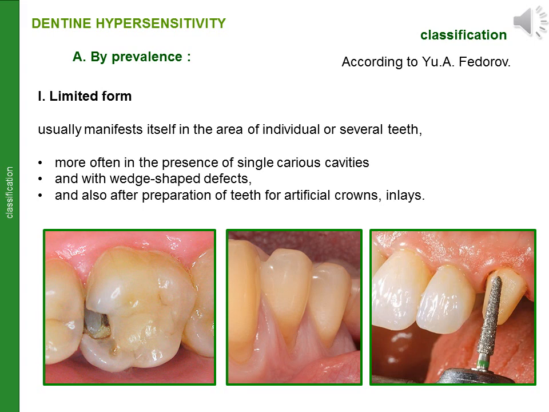Group A, by prevalence. First one, limited form, usually manifests itself in the area of individual or several teeth, more often in the presence of single carious cavities, with wedge-shaped defects, and also after preparation of teeth for artificial crowns and inlays.